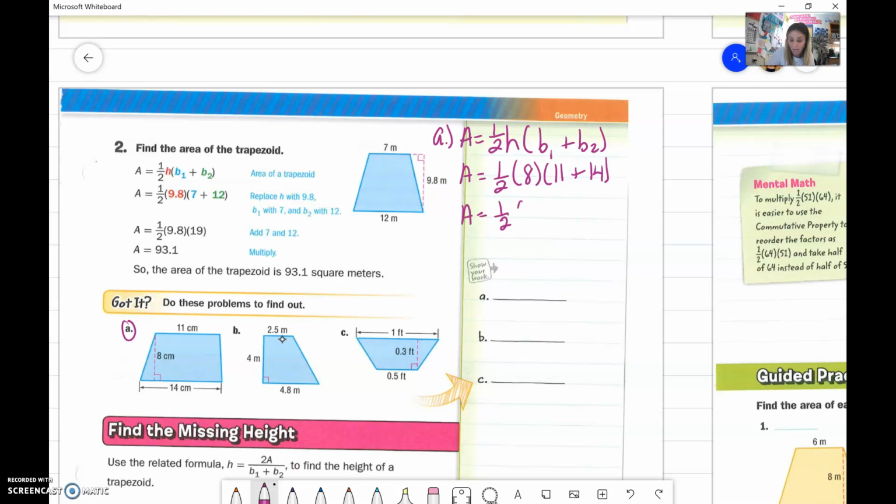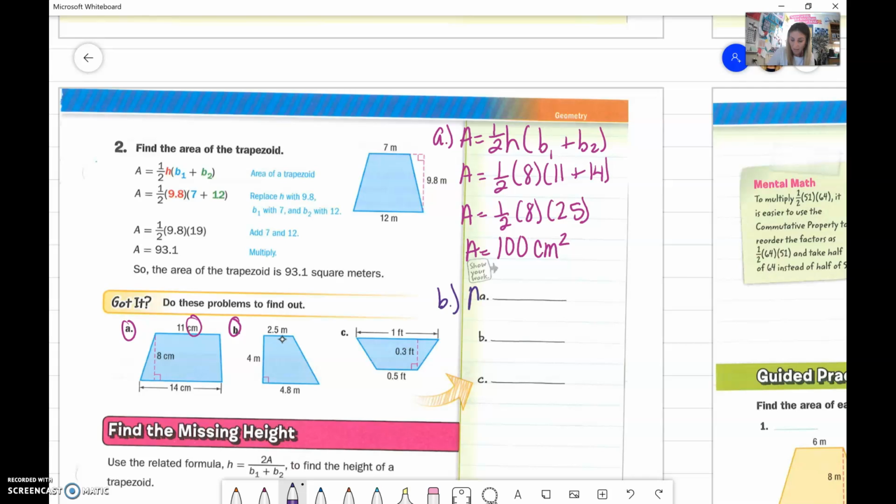Now I'm going to move down here, do the next row. I'm going to do what I can together. So I'm going to add 11 plus 14, and 11 plus 14 is 25. And with my calculator, I'm going to multiply 1/2 times 8 times 25, which is going to give me an answer of 100, and I need to label it centimeters, because it's centimeters squared. Okay? All right, let's go ahead and do B together.